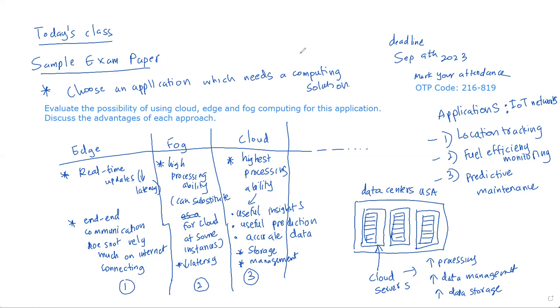So what about cost? Yeah, cost of implementation. The cost of implementation depends on the infrastructure that we are using to implement these technologies. As of now, cloud computing is the most popular technology that is in use.